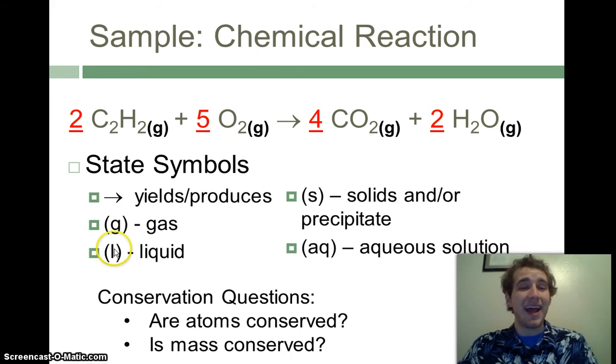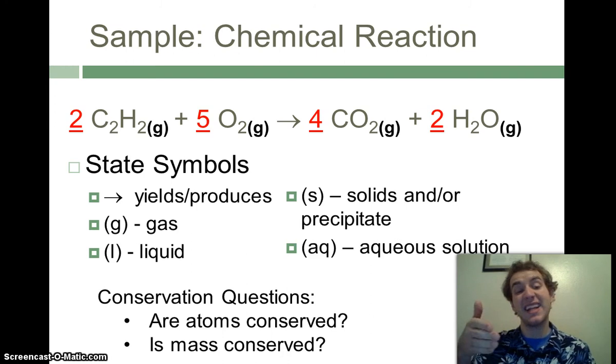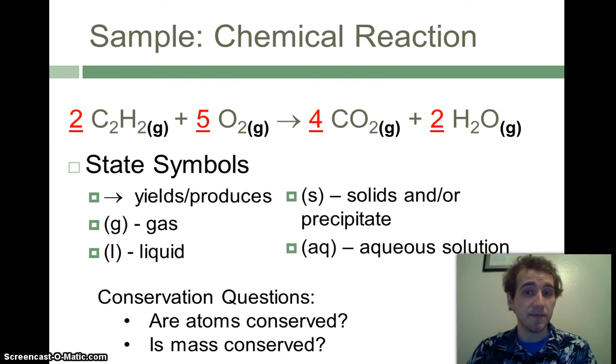L is for liquid. And the only times you see liquid is if you have water, or you have metal that is molten, or mercury. Those are kind of the few exceptions where you see liquid. And actually, we don't see liquids very often. We do see, however, quite often an S. S is for solid. S is for a solid state and/or a precipitate.